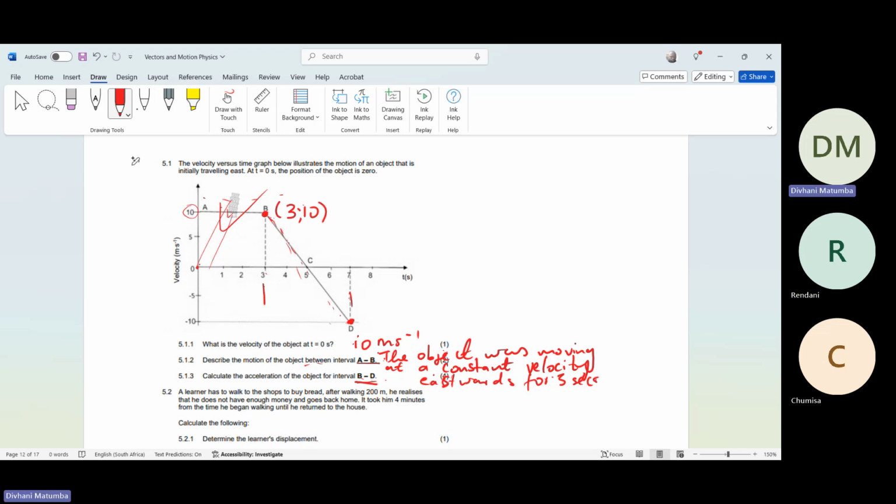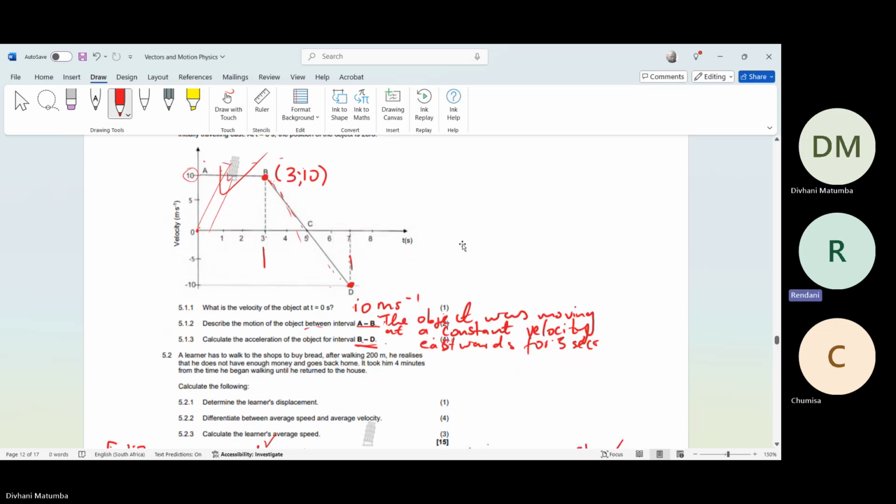Do you have any other coordinate that you can see? Yes. You can also see 5 and 0. Any other coordinate? Yes, coordinate D is 7 and negative 10. Others you can extrapolate, but I'm not very interested in that. Do you see this one? Yes.